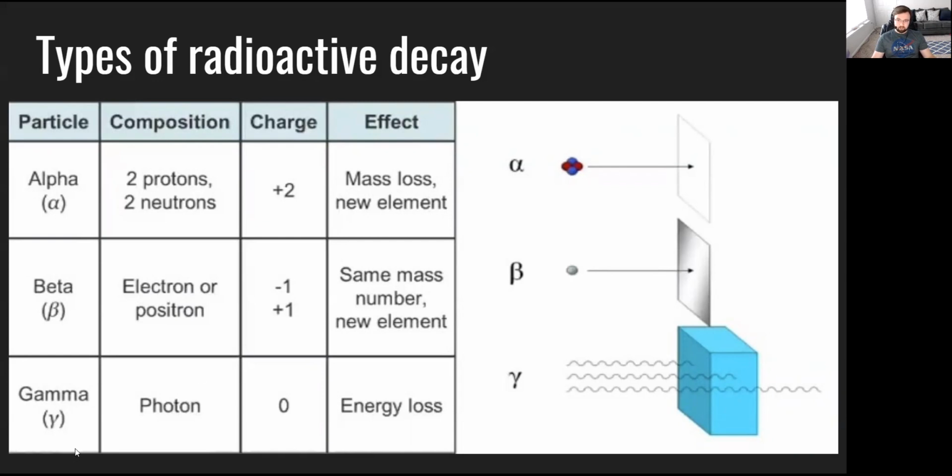Gamma, on the other hand, is high energy photons. Photons are light. So you have this high energy light particle that's being released, and this is going to have enough energy to very much damage living tissue. And it's much harder to block. So you're going to need something like lead to protect yourself from gamma radiation. Best idea with gamma is just to stay away from it.